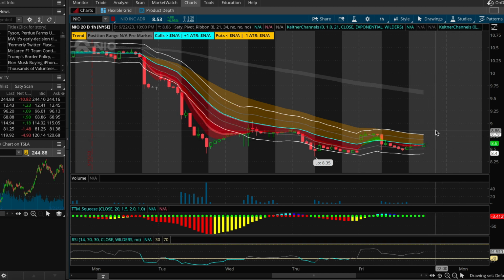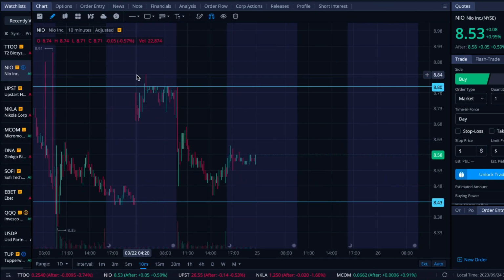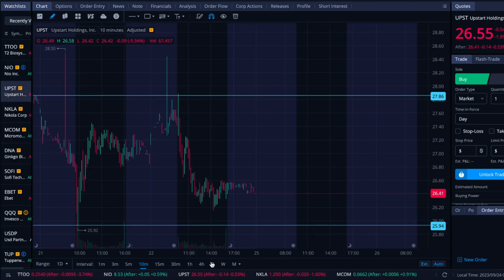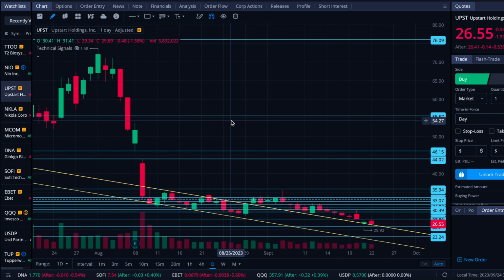Is it able to push toward the upper bound of the channel? That's what you'd want to see if you were a bull. But time will tell. All right, so let's flip over to Upstart, get our daily out here.